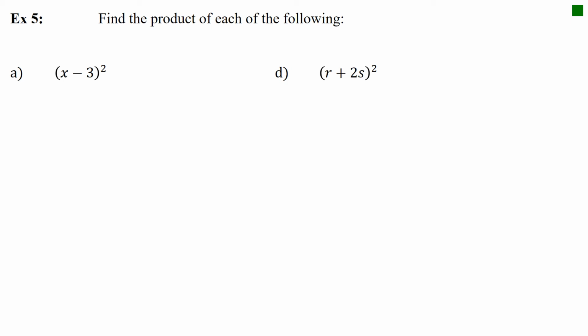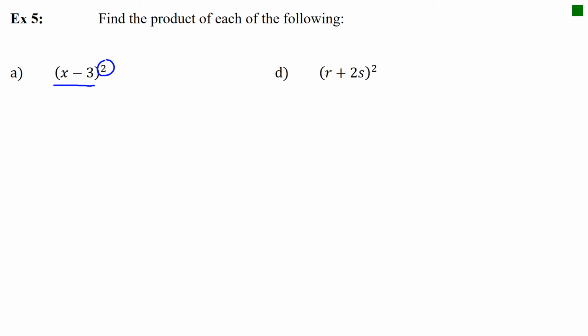So, example 5, find the product of each of the following. So we're still doing multiplication. It may not seem like it right now because you're looking at A and you're like, well, I only see one factor, right? X minus 3. However, remember we have a base, x minus 3, and an exponent 2. The exponent tells you to take the base and multiply by itself that many times.